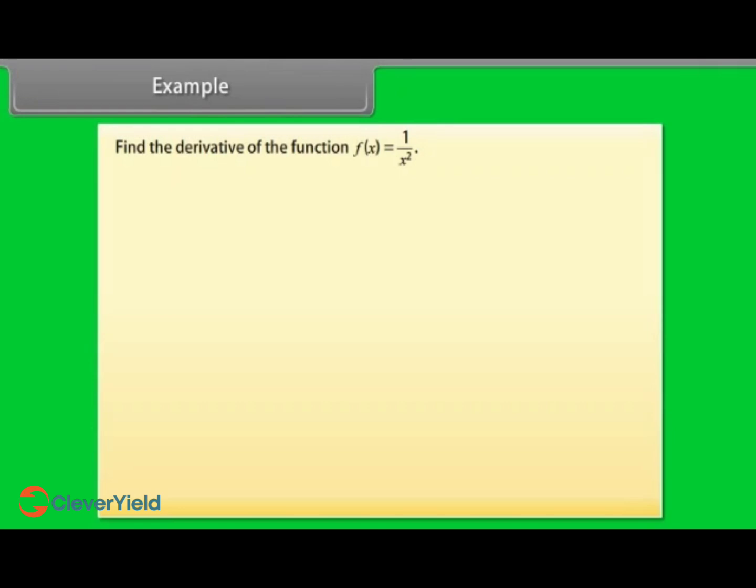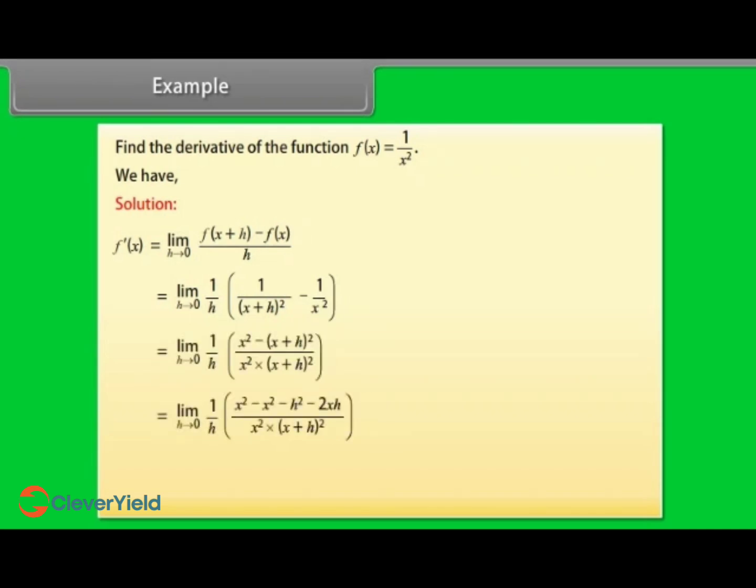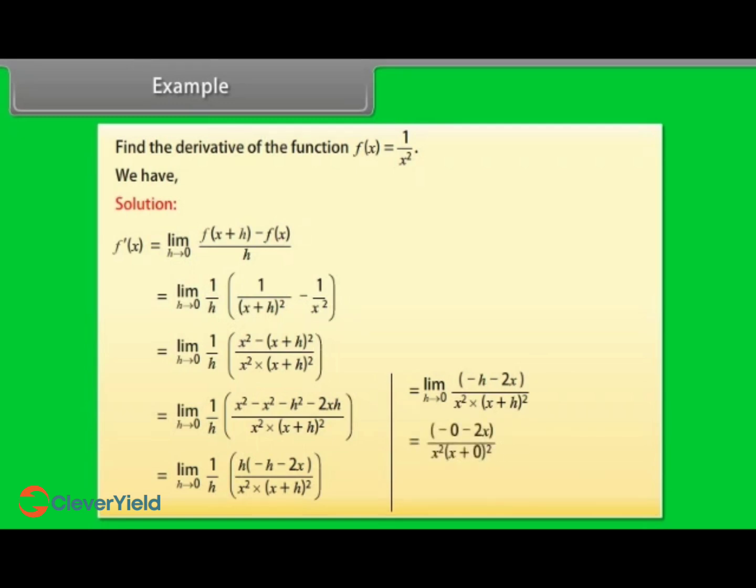Find the derivative of the function f of x is equal to 1 upon x square. Solution. We have limit h tends to 0 of the difference between f of x plus h and f of x, divided by h, which is equal to limit h tends to 0 of 1 by x plus h whole square minus 1 by x square, divided by h. By calculating it, we get f dash of x is equal to minus 2 by x cube.